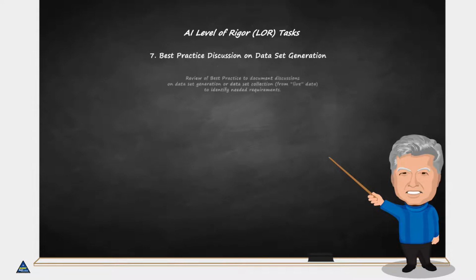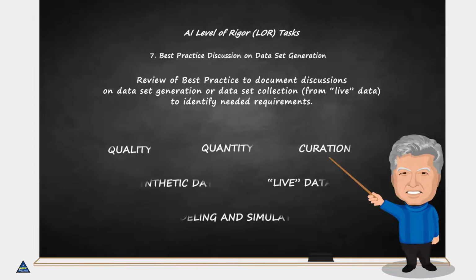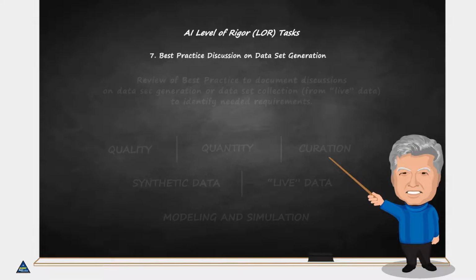The seventh AI level of rigor task is called Best Practice Discussions on Data Set Generation. In the previous two tasks, they were WD focused. They were gaps we found in industry involving the ability to look at the quality and quantity of data sets. Now we went back to industry and said, okay, what do you consider to be best practices for actually data set generation. Data set generation in terms of how you develop synthetic data, how you apply truth data to your labels. These are areas we will discuss in more detail in follow-on videos.